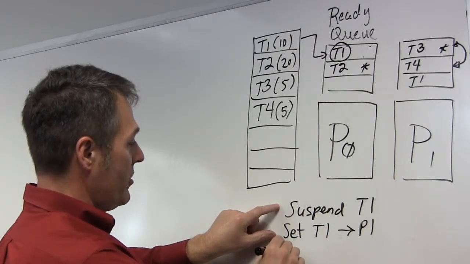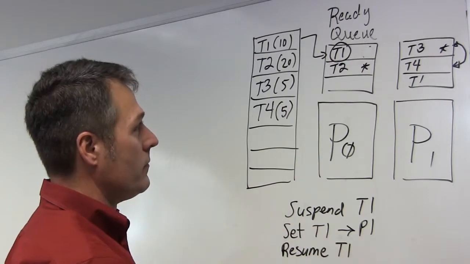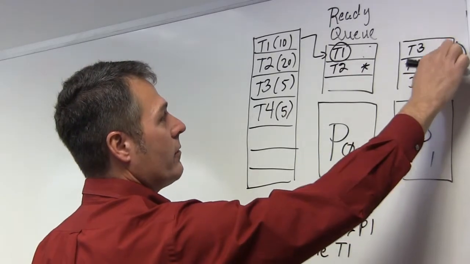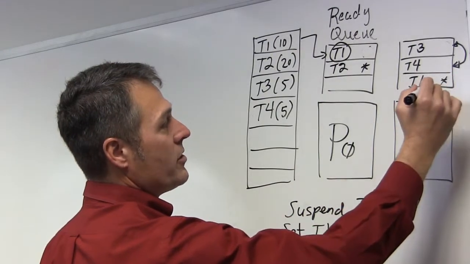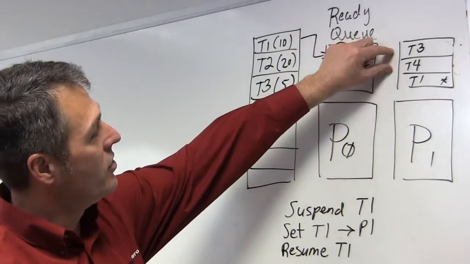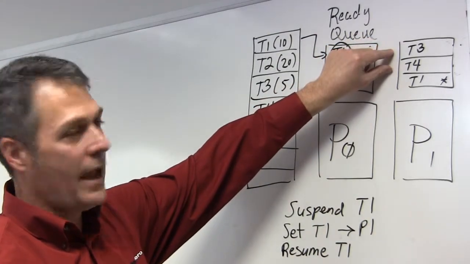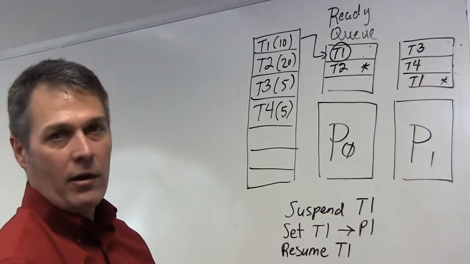Now, let's resume thread 1. As soon as thread 1 resumes, it causes a preemption event, which preempts the execution of thread 3 and thread 4, and T1 now becomes the active thread on processor 1.